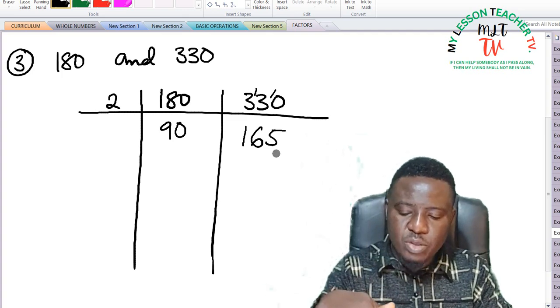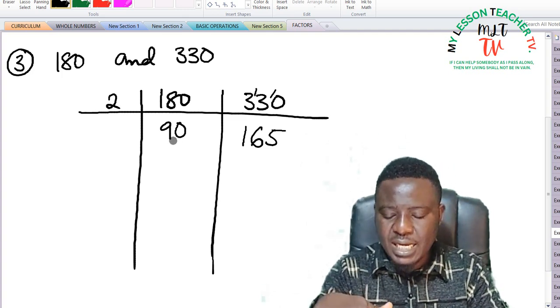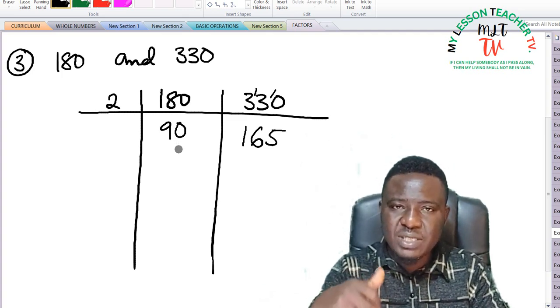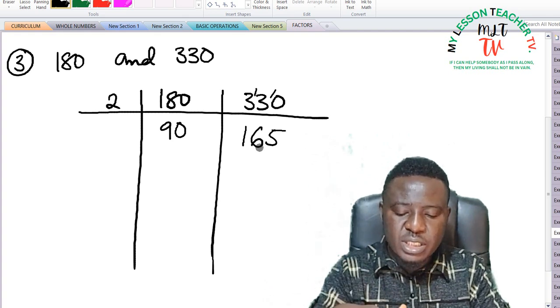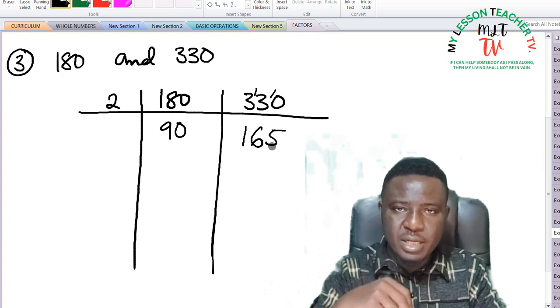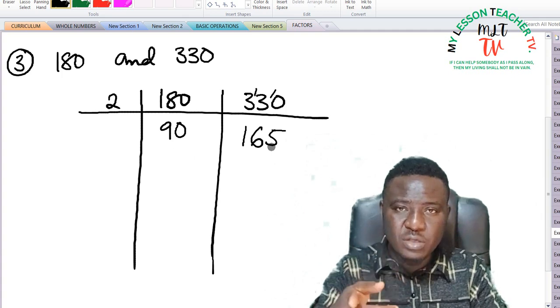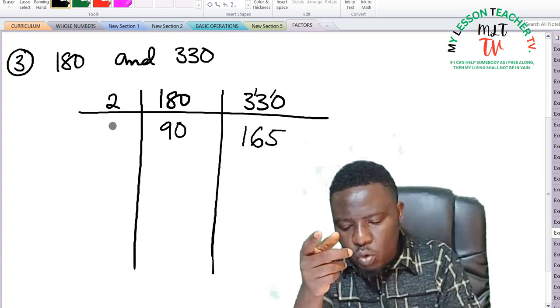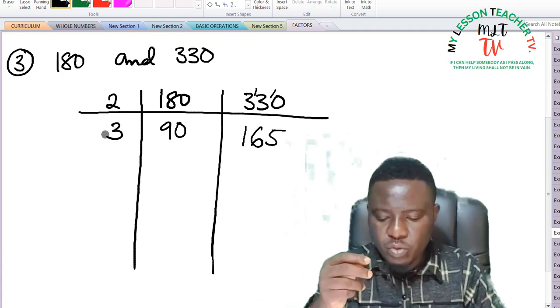Now, 9 plus 0 is 9. It therefore means that 90 is divisible by 3. 1 plus 6 is 7. 7 plus 5 is 12. And 12 is divisible by 3. As 12 is divisible by 3, it therefore means that 165 is also divisible by 3. So we use 3 to divide.